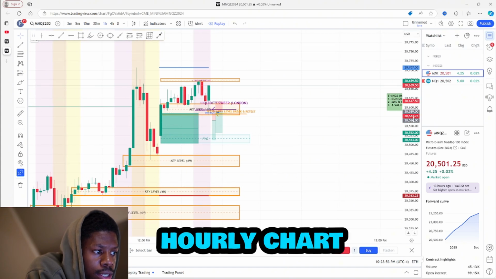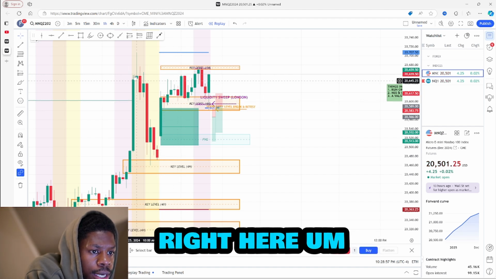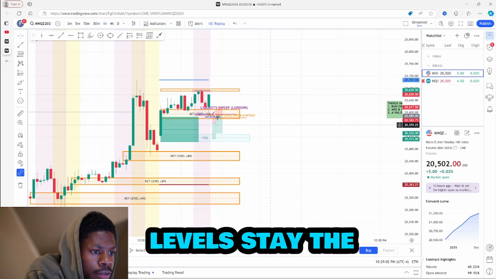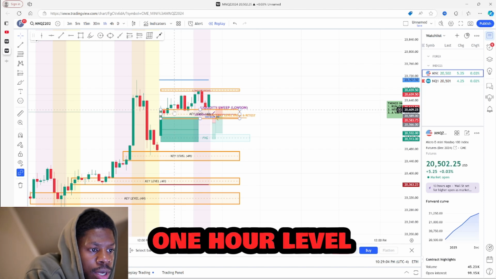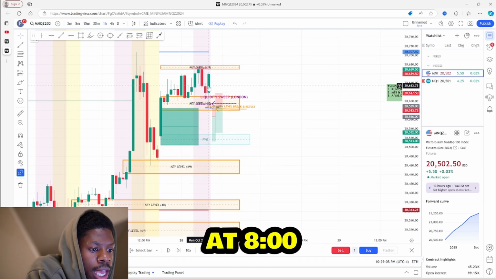On the hourly chart, we can see that we had resistance right here. We had support right here. We had some more support like from the 4-hour. So yeah, those levels stayed the same, but we just added in this 1-hour level and then this 1-hour resistance. So this is at 8 o'clock.